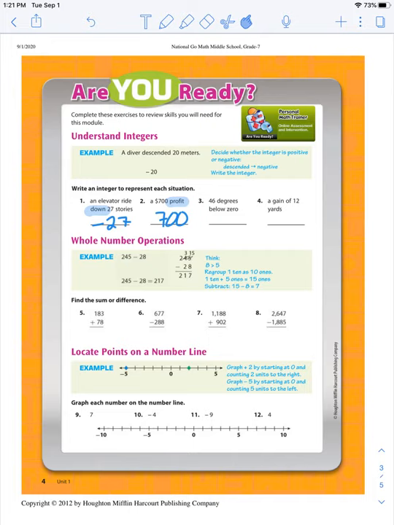All right, pause the video, see if you can do 3 and 4 by yourself. Then play the video to check and see if you got it right. All right, number 3 says 46 degrees below 0, keyword below 0. So we're going to write -46. And then number 4 says a gain of 12 yards. Keyword is a gain, so it's +12. All right, second section, whole number operations. We are actually going to save this for the 1.1 lesson.